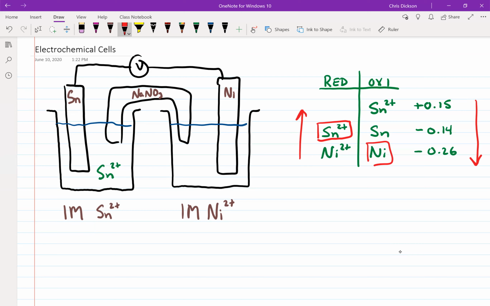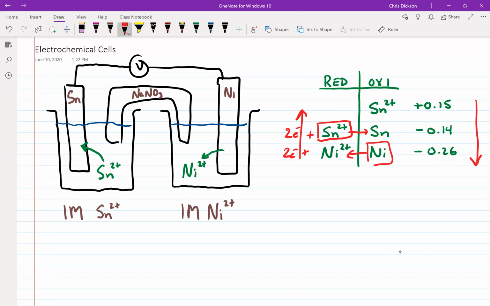So I kind of got the idea that my spontaneous reaction should be the tin getting reduced and the nickel metal getting oxidized. So what would happen is the nickel electrode would get smaller over time, making more and more nickel ions. The tin ions would migrate towards the tin electrode and start turning into tin metal. And of course, both these involve 2 electrons.